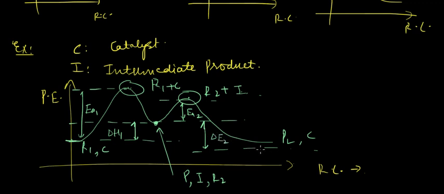Okay, so the overall energy delta E2 or delta H2, whatever you can write. For consistency's sake I am writing delta H2. So the overall delta H can be written as, this is the overall delta H, which is the energy difference of the product with the reactant, okay.